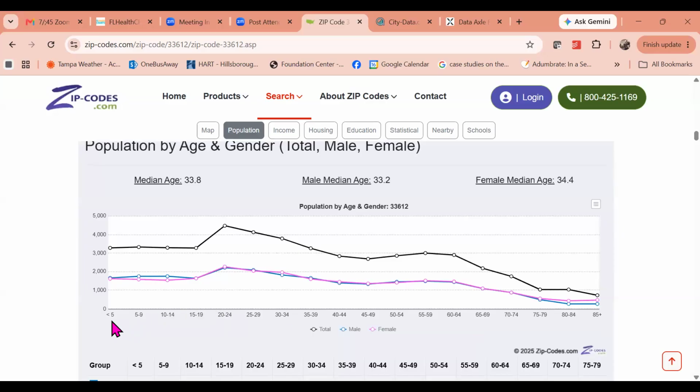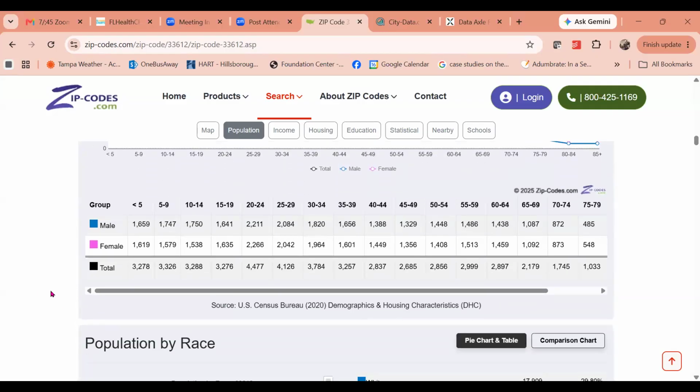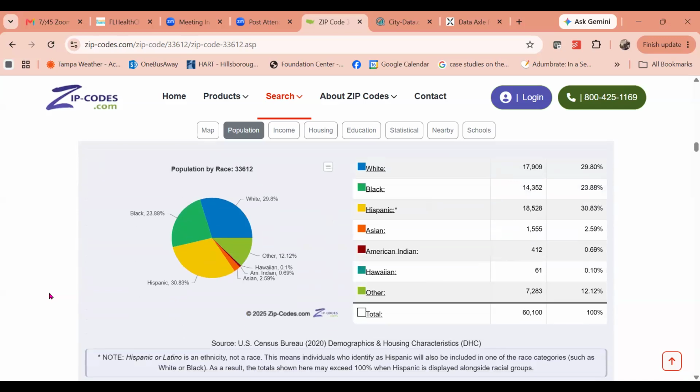But look at this. Between the ages of 5 and 8, you also have a large population. So you might even want to think about doing a daycare in your neighborhood, because you definitely have the demographics in terms of that age group. And then it breaks it down to male, female, and then by race.